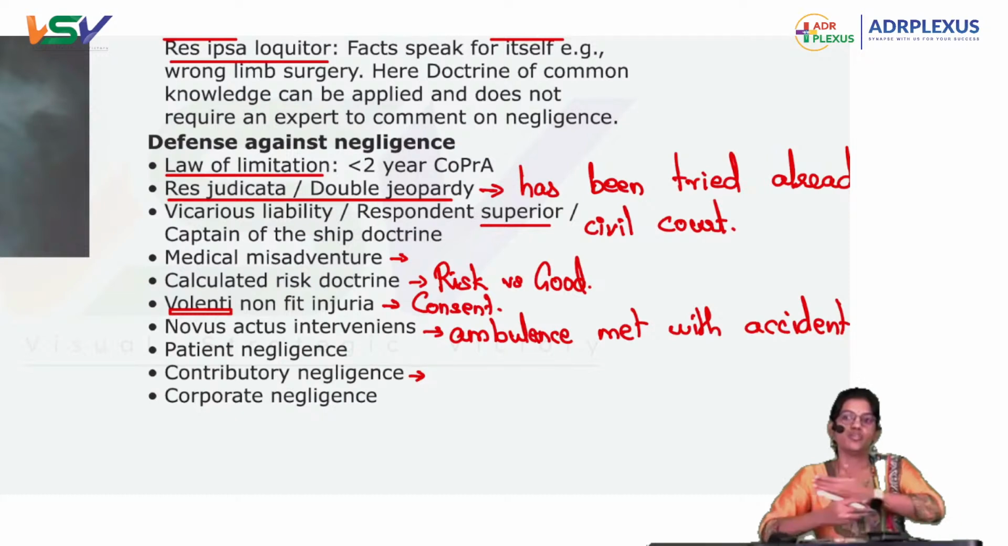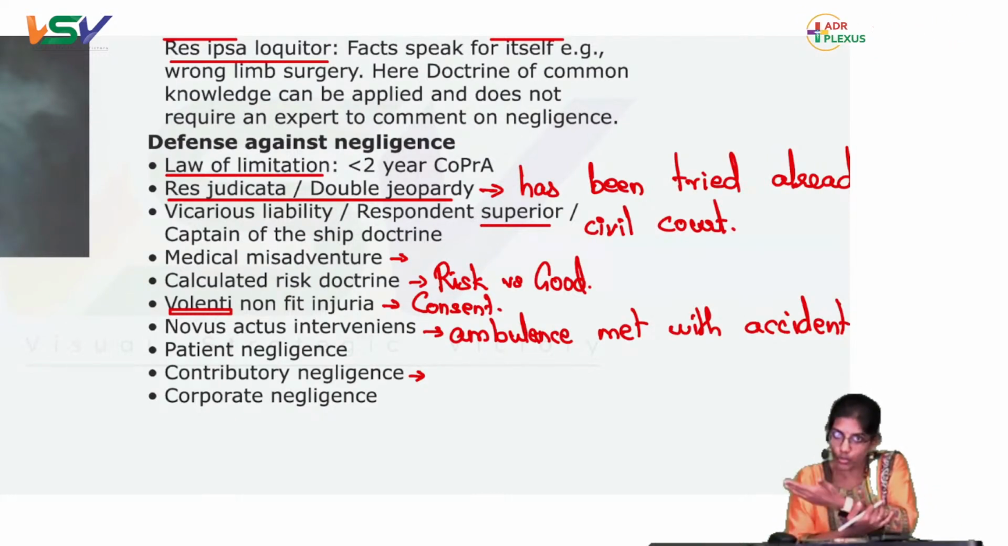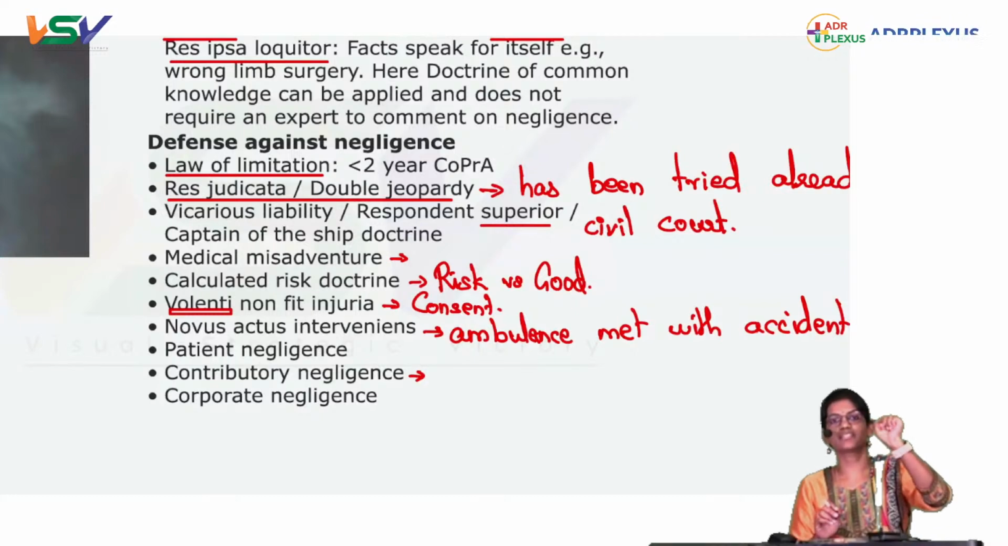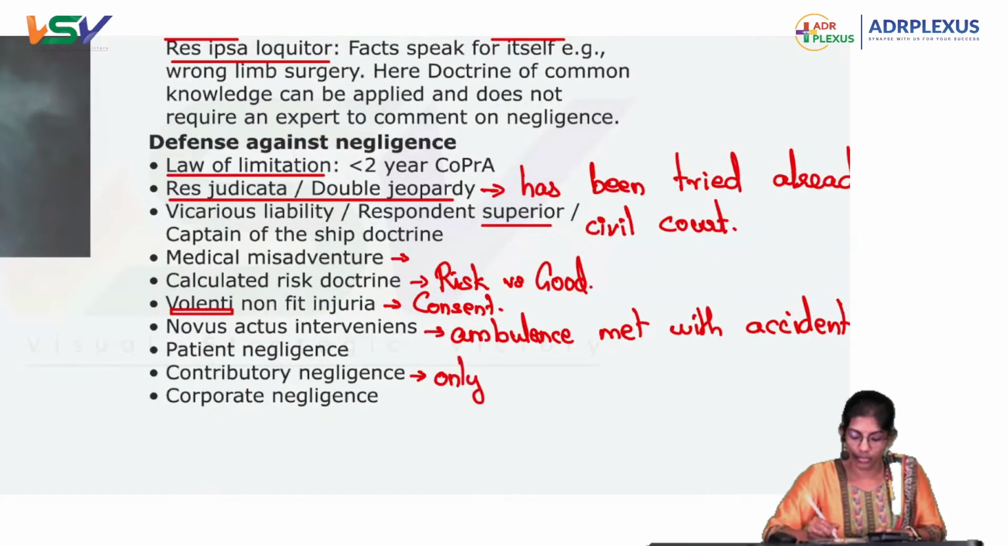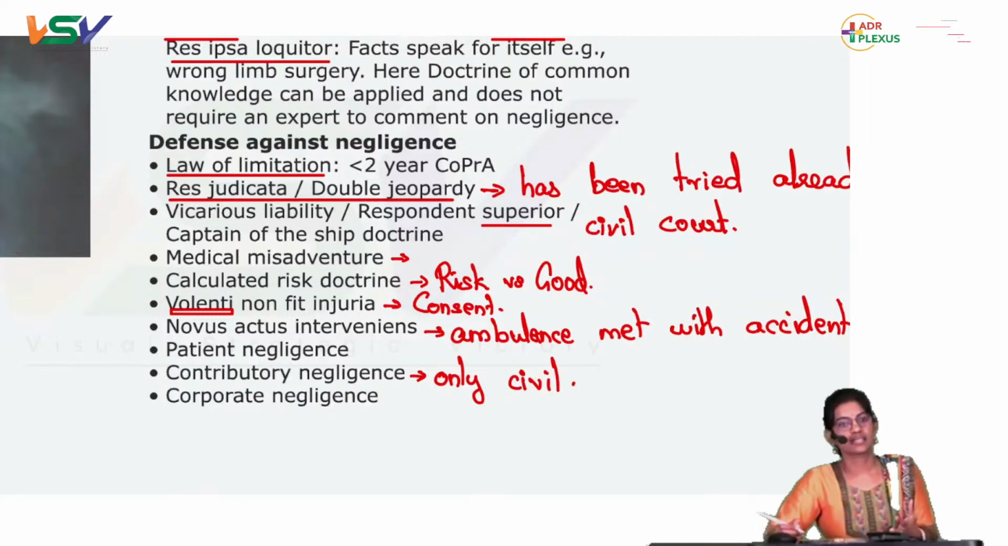Contributory negligence. You put a slab or a cast tight. You knew it was tight, but you told the patient if there is numbness, tingling, and everything, come to the hospital. Now, the patient comes only when the fingers are gangrenous. So here it's a contributory negligence. Again, only in civil court it can be used, not in criminal courts. The majority of these defenses you can't use in criminal courts.